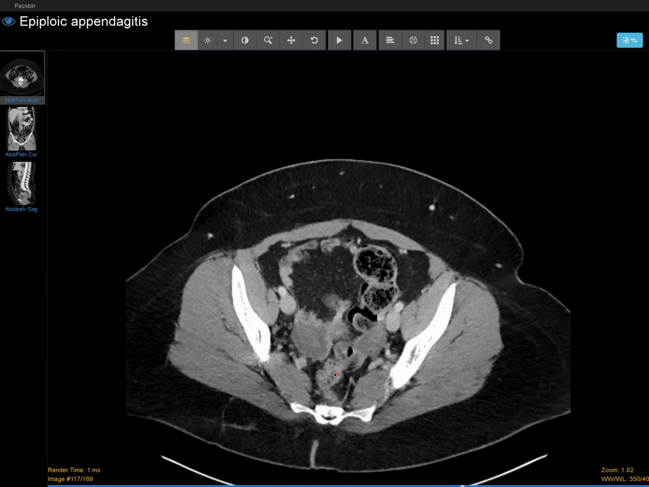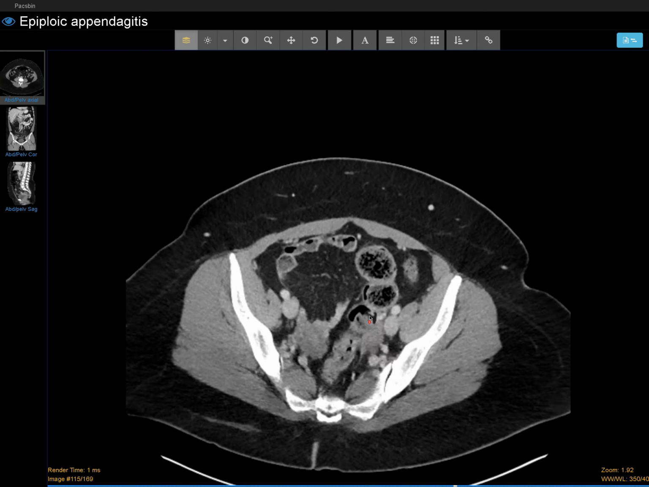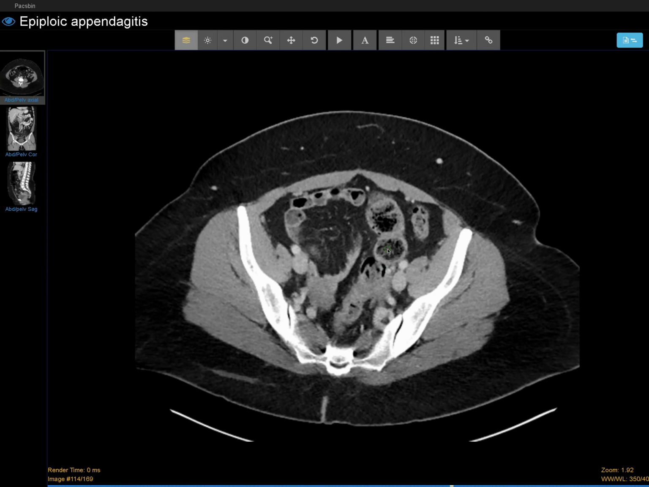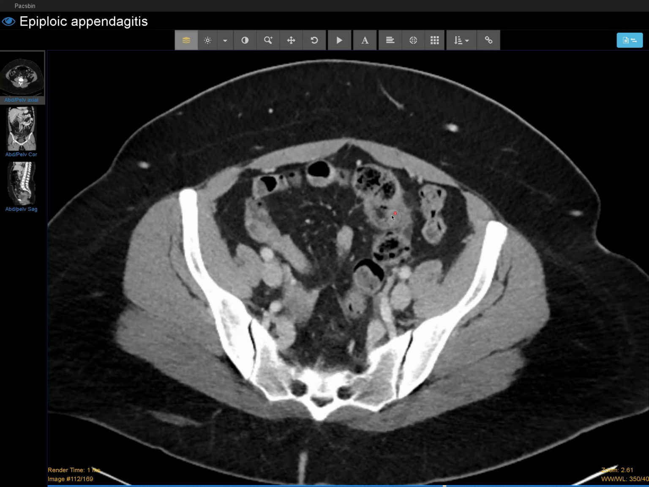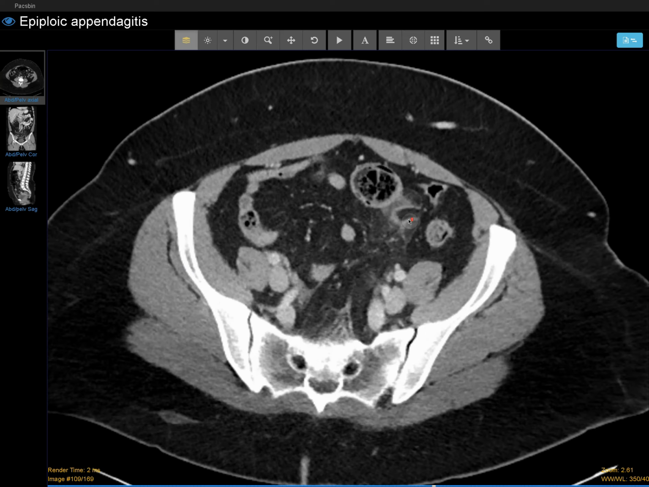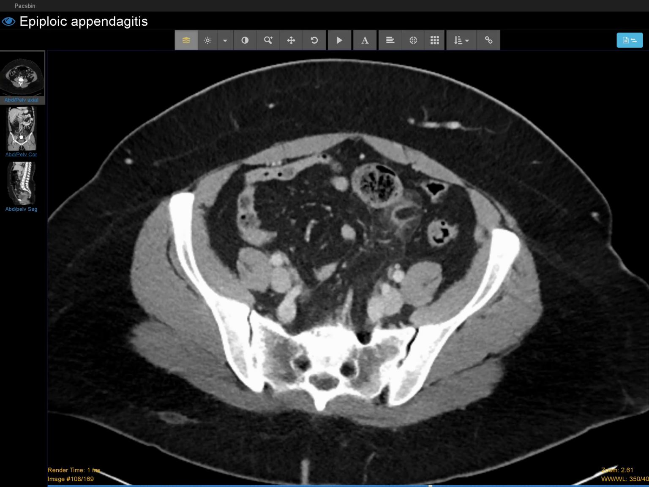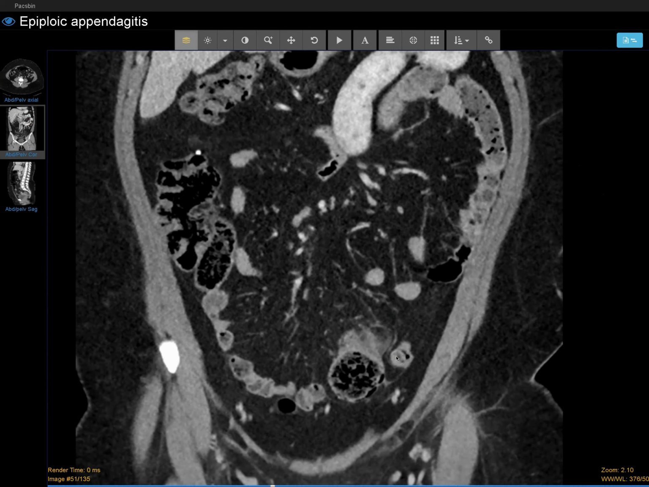Rectum, sigmoid colon here. And as I come up, the colon itself looks normal. Maybe there's slight wall thickening right here. This abnormality seems outside of the colon. Let's look at it in coronal and sagittal.